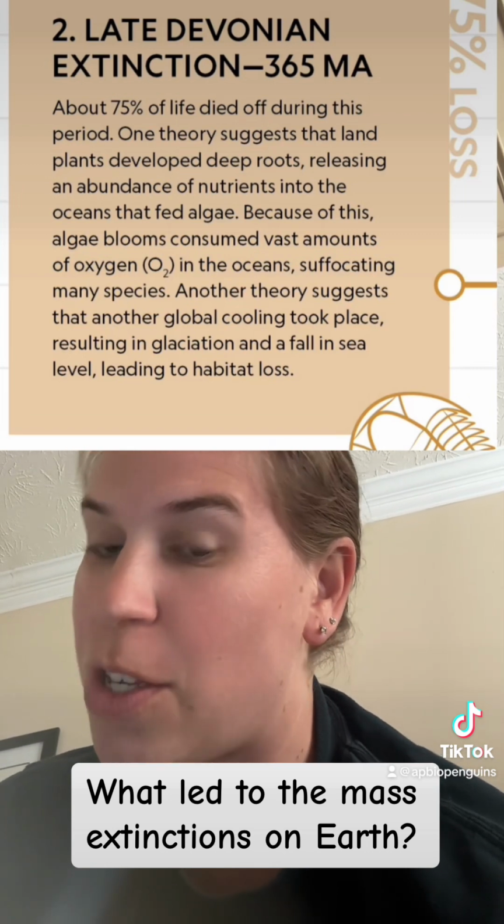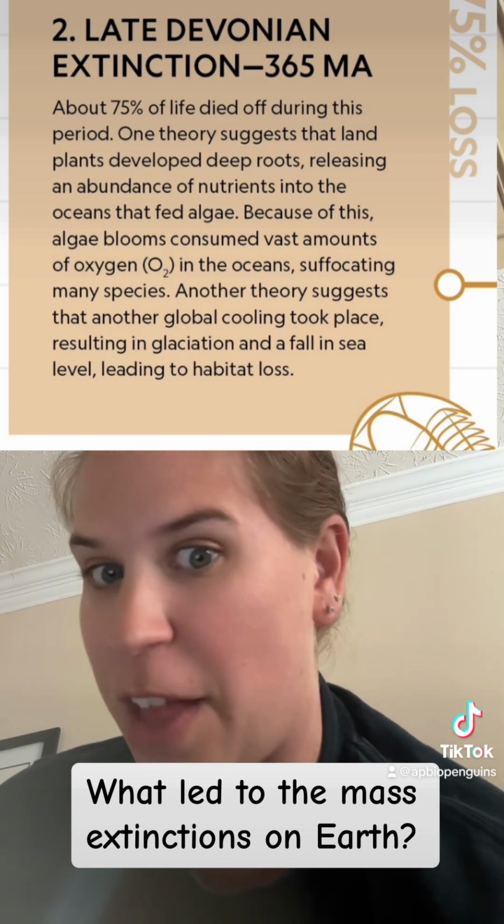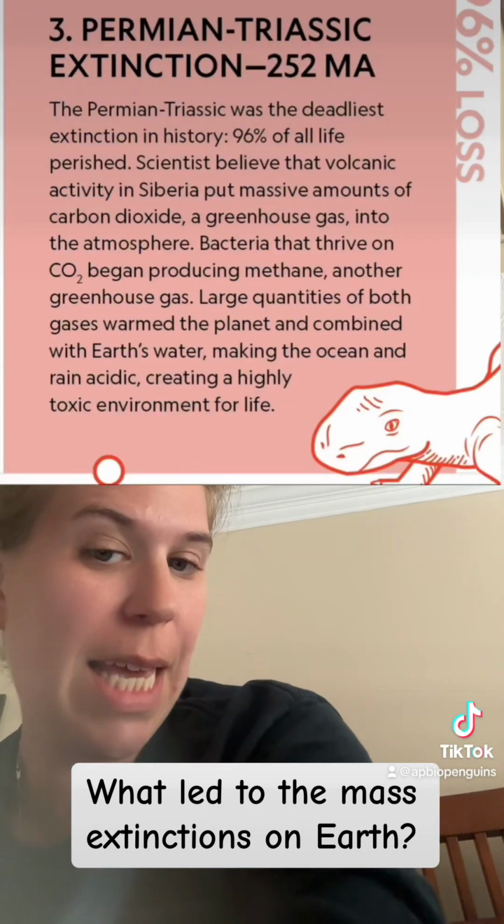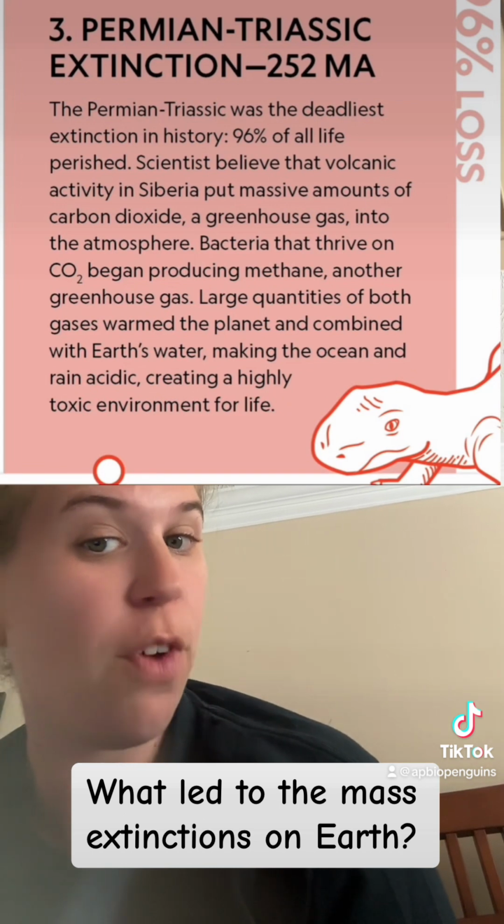This one involved there being a large amount of nutrients that were deposited into the water. Due to those nutrients, we saw algal bloom. Algal bloom then is going to decrease the amount of oxygen available in the water, which suffocated many of the organisms.